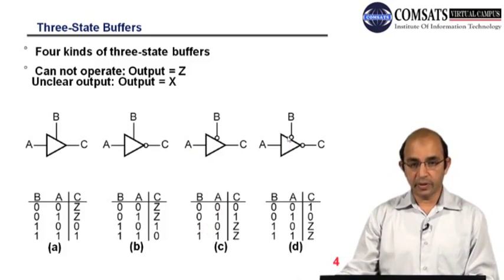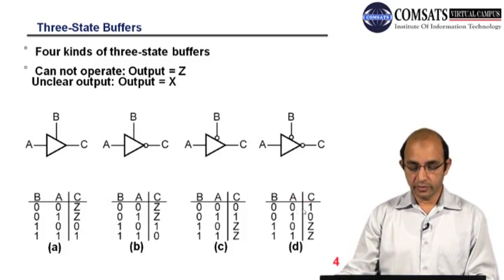Here we have the bubble both at the output and at the control input. So here you can see B is 0, so we will be having input communicated to the output, but it must be complemented.